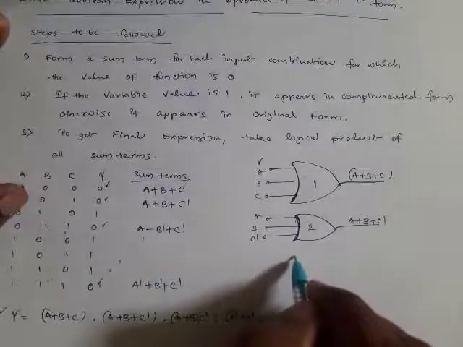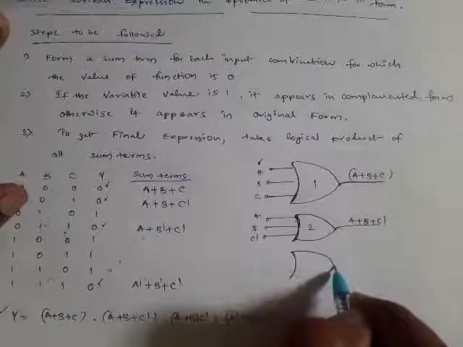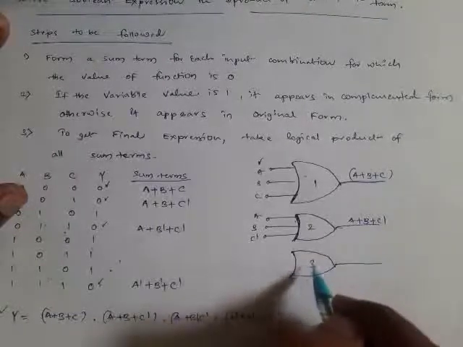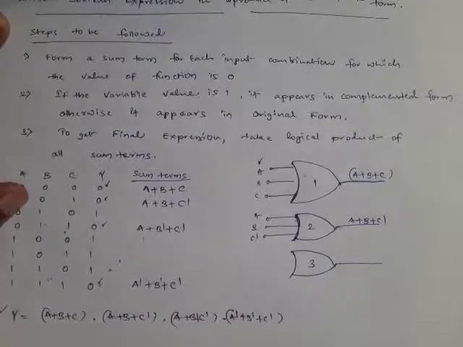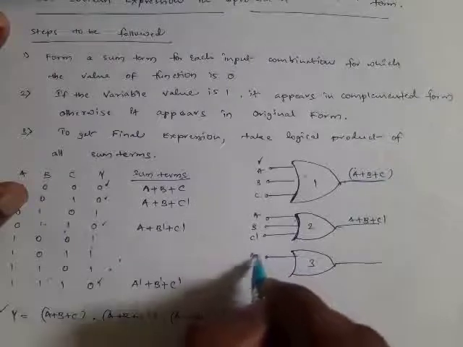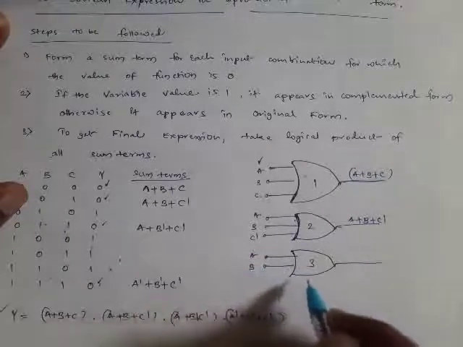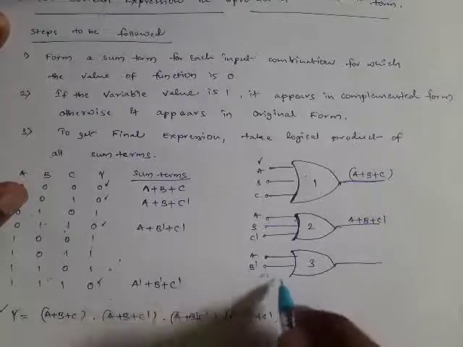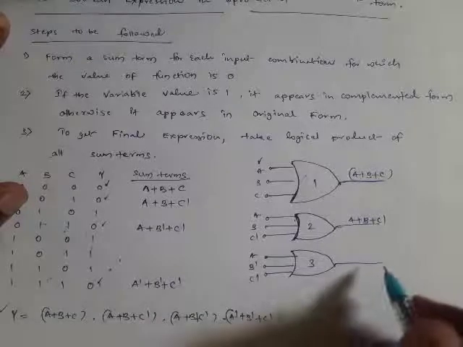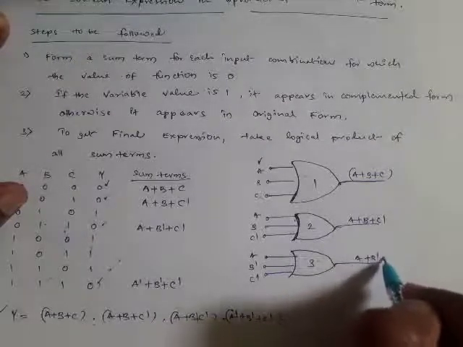And similarly, to get the third sum term, we use one more OR gate, for which inputs are A and B bar, and the third input is C bar. So the sum term obtained is A plus B bar plus C bar.